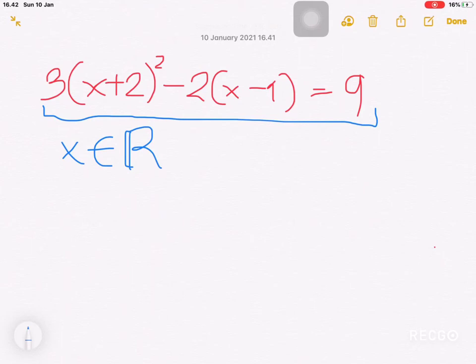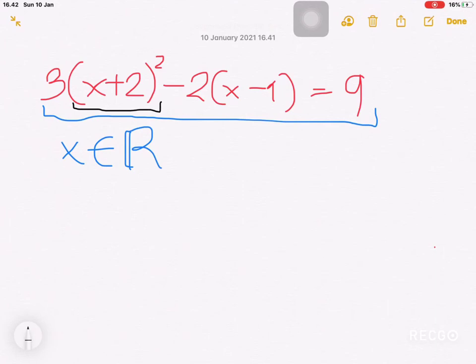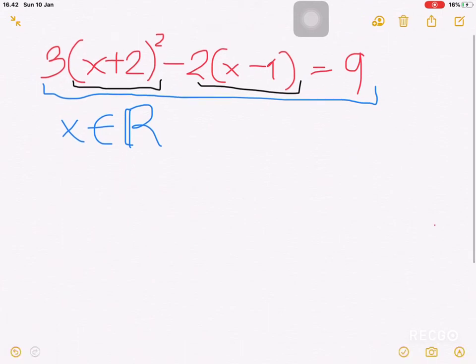And today we're going to solve this kind of tricky looking equation, but if you think about it, you can simplify this. You can expand this x plus 2, and then this right here, and then you can simplify it to get a simple quadratic equation, and then you can solve for x using that. Alright, let's get into it.